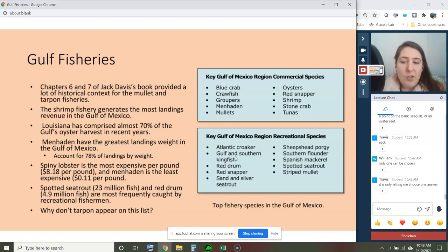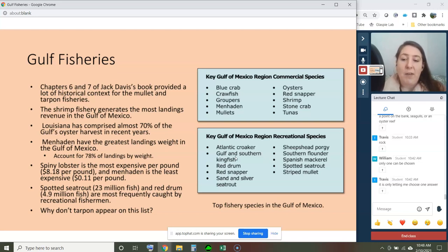Overall, the shrimp fishery generates the most revenue from actual landed product in the Gulf of Mexico. And Louisiana is really, really important in terms of the oyster harvest. So Louisiana comprises almost 70% of the Gulf's total oyster harvest. So in terms of your own backyard, oysters are super important, as you probably know.